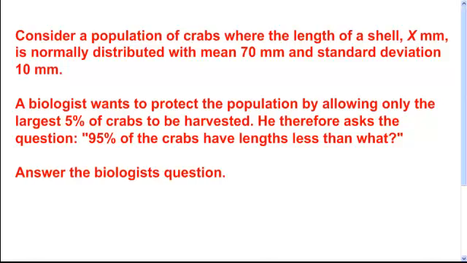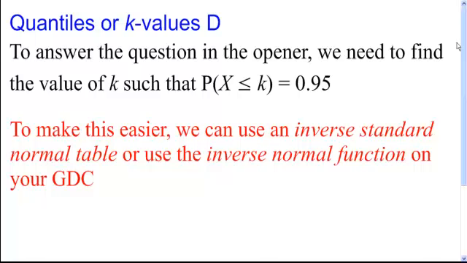So in order to figure this out, now I'm giving you a probability, and we have to find the actual value. In the past, I gave you a value and you found the probability, so we have to go in reverse order. So to begin with, we're going to be looking at, well, what value of k makes the probability of x less than or equal to k equal to 0.95. So in order to do this, we are going to look at an inverse normal table, or we're going to use the inverse normal on your graphing calculator.